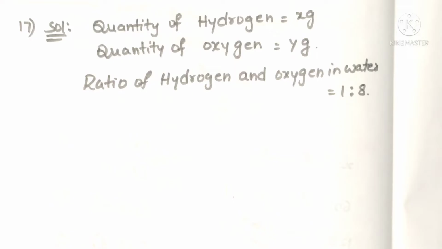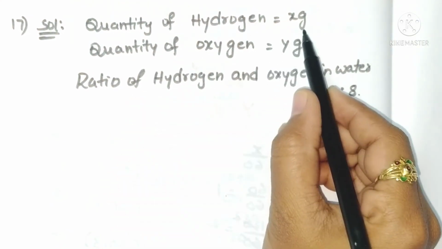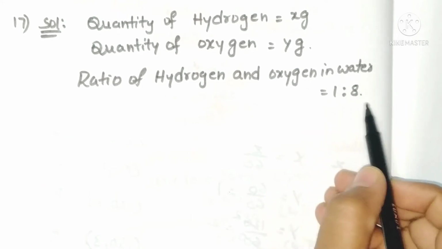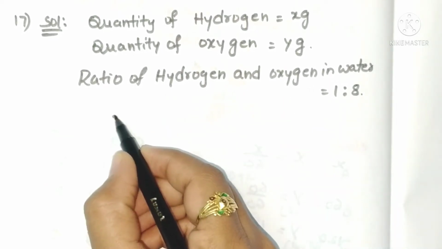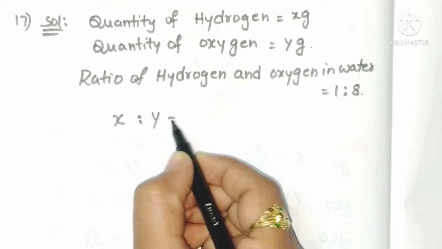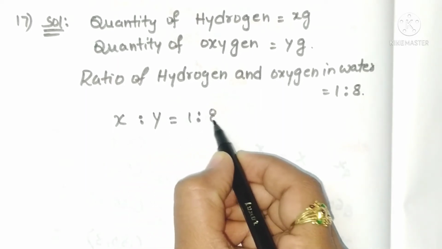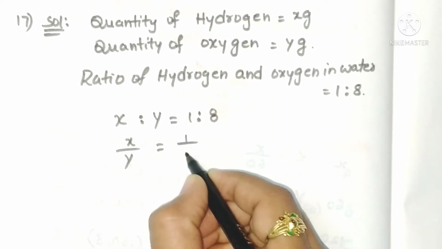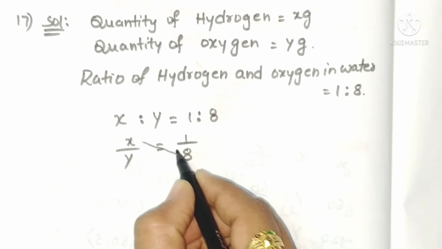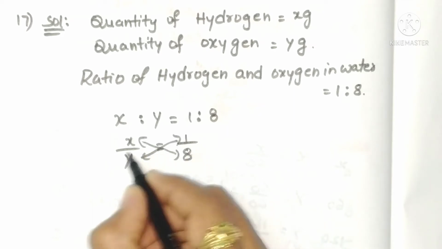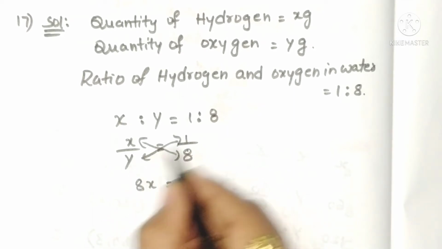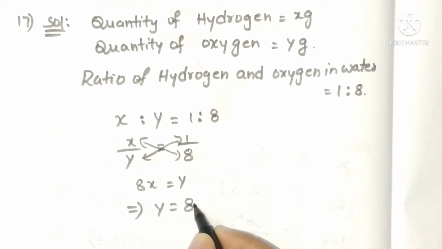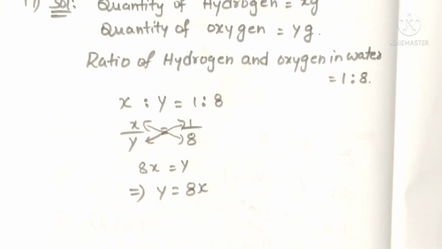We'll write now. So quantity of hydrogen x grams, quantity of oxygen y grams. Ratio of hydrogen and oxygen in water 1:8. So here hydrogen x, oxygen y is equal to 1:8. The ratio sign means nothing but division, 1 by 8. So after cross multiplication, 8 into x, 8x is equal to y into 1, y. So what is the equation here? y equals 8x. Okay.